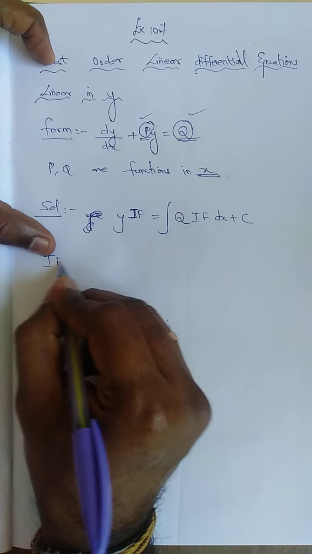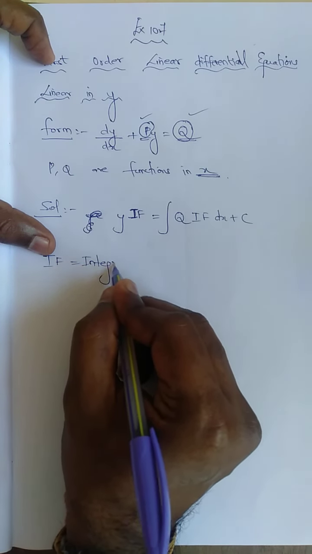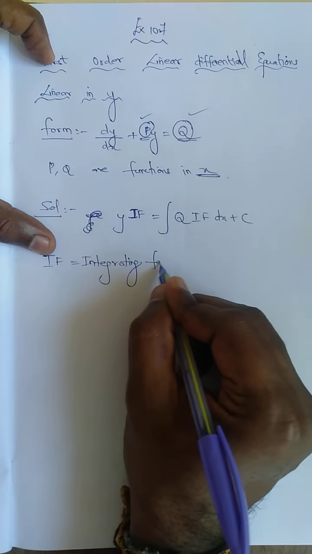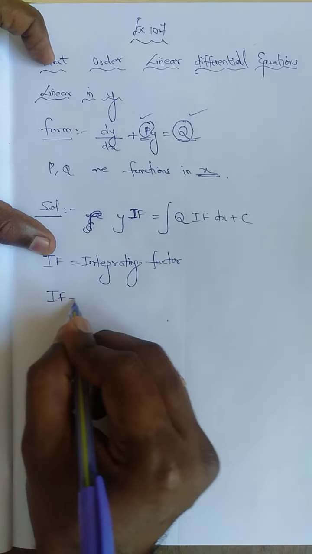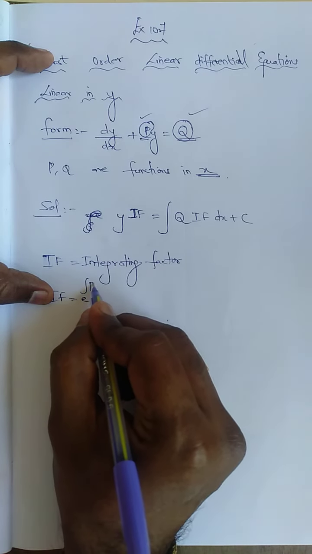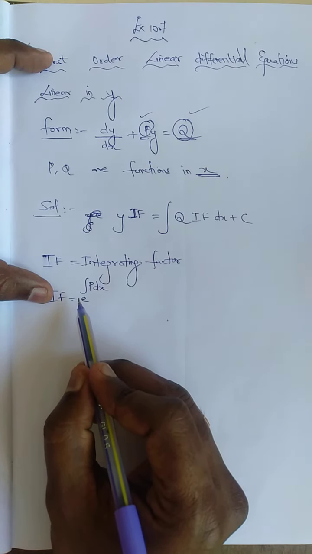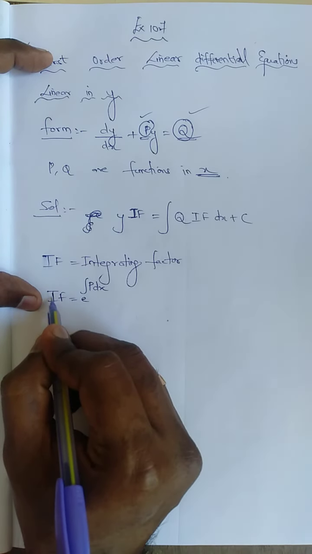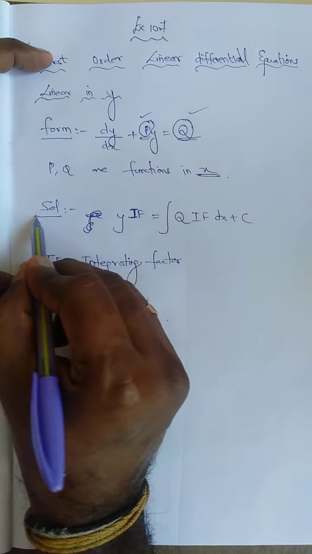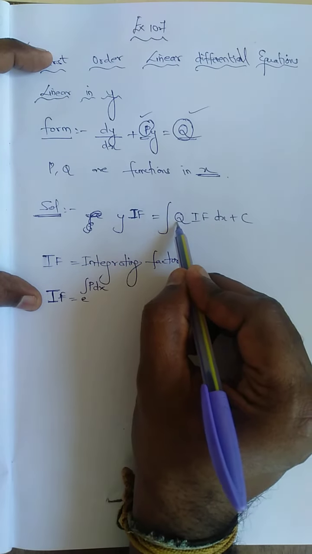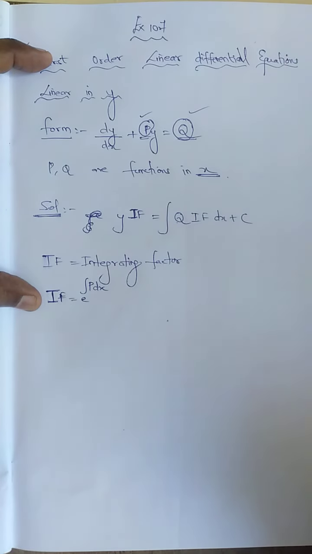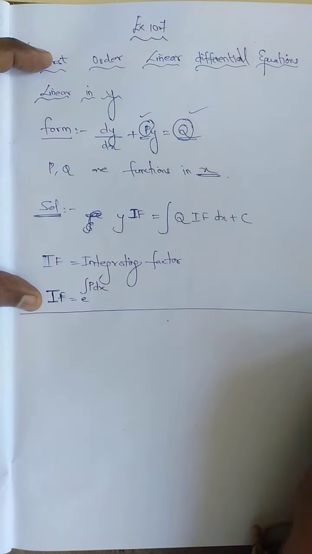IF is nothing but the integrating factor. This IF formula is nothing but e power integral of P dx. So the solution is y IF equals integral of Q IF dx plus c. This is a very important formula, where IF is equal to e power of integration of P dx. So, this is linear in y.